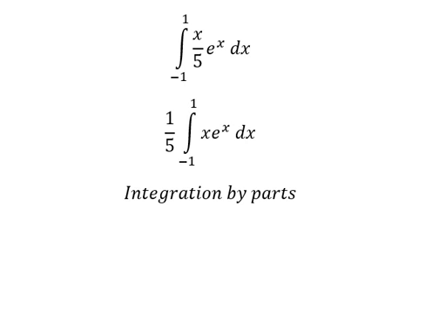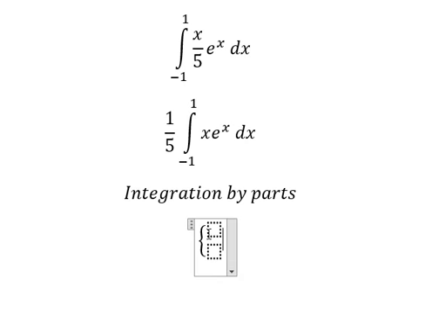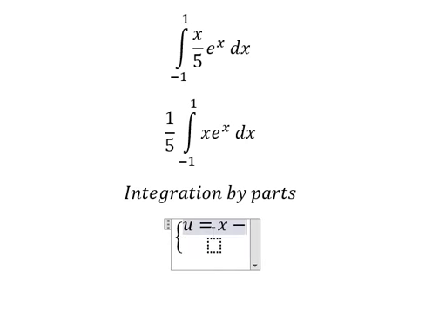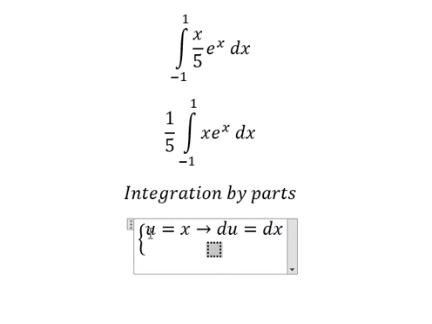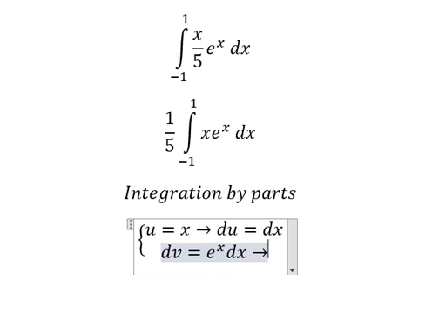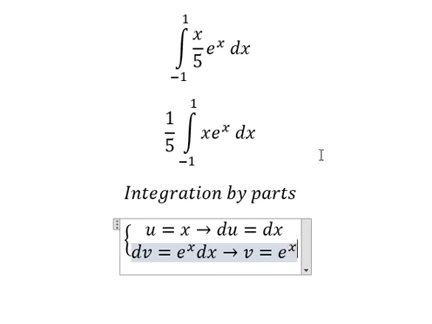So I need to put u equals to s. After we take the derivative of this one, dv we have e to the power of s ds. So the integration of this one, we have v equals to e to the power of s.